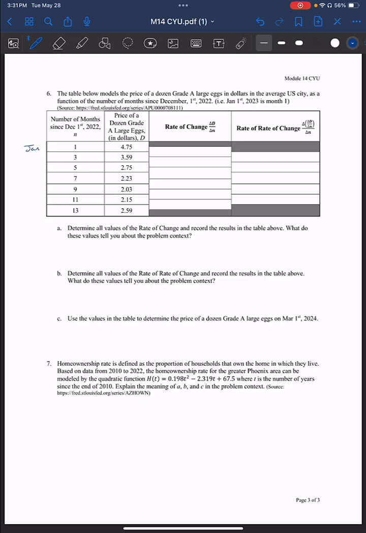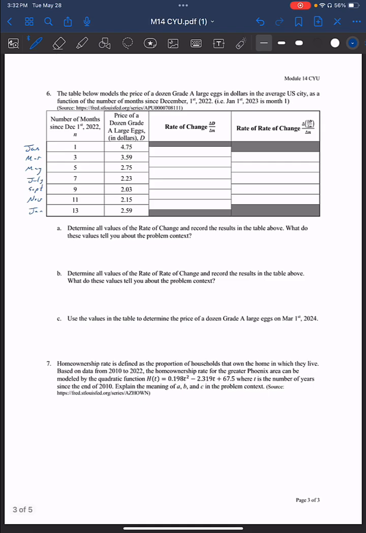This is January, and then 2 months later would be March. 2 months after that would be May, then June, July, August, September, October, November, December, January. So 13 is January again. And so, if we continue on from there.